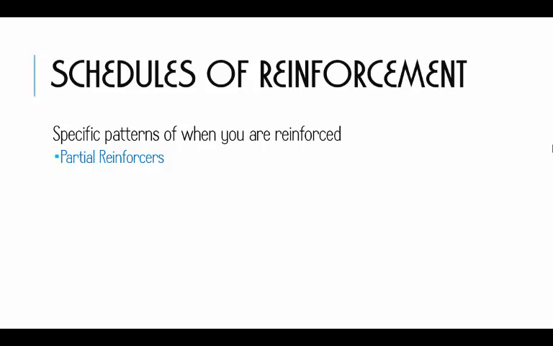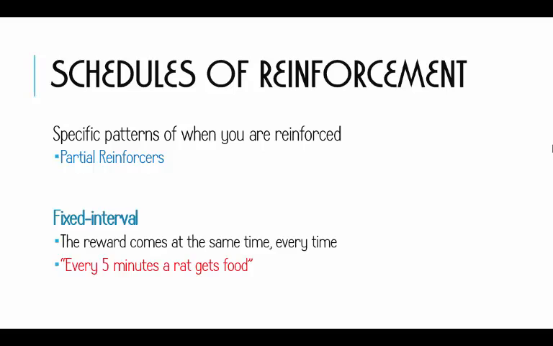So I'm going to show you 4 types of reinforcement, types of partial reinforcers. And then I'm going to show you at the end which one of these gets the most responses. You might be surprised. The first one's called fixed interval. It's pretty easy. The word fixed means always the same. The word interval means time. So in this example, you will get your reward at the same time every time.